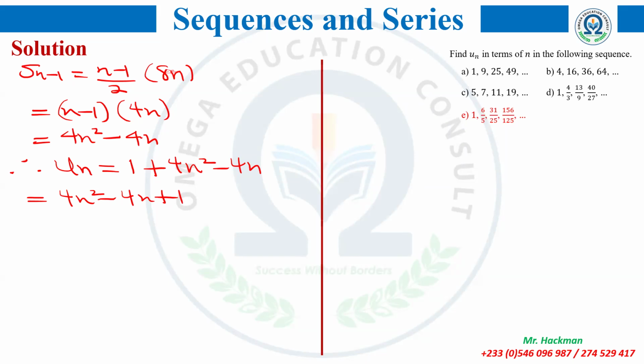So let's test and see whether it will satisfy, because we said this is the rule. I want to see whether this is indeed right. Let's test the first term, U sub 1, which means n equals 1. So it will be 4 into 1 squared minus 4 into 1 plus 1. 4 times 1 squared is 4, then minus 4, then plus 1, which is equal to 1. So it's the same as the first term here. Can you see?